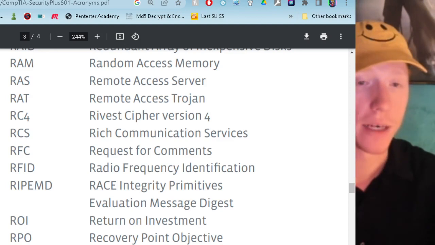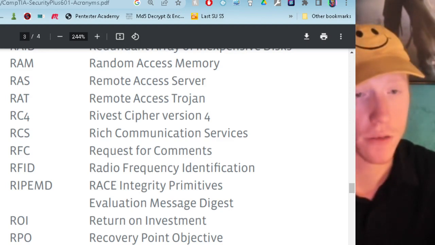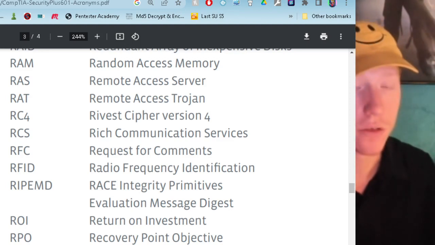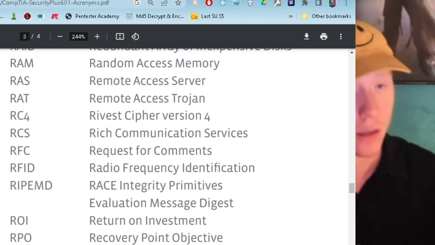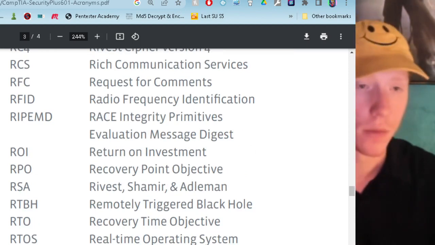RAM is Random Access Memory. RAS is Remote Access Server. A RAT is the Remote Access Trojan. RC4 is Rivest Cipher version 4. RCS is Rich Communication Services. RFC means Request for Comments.